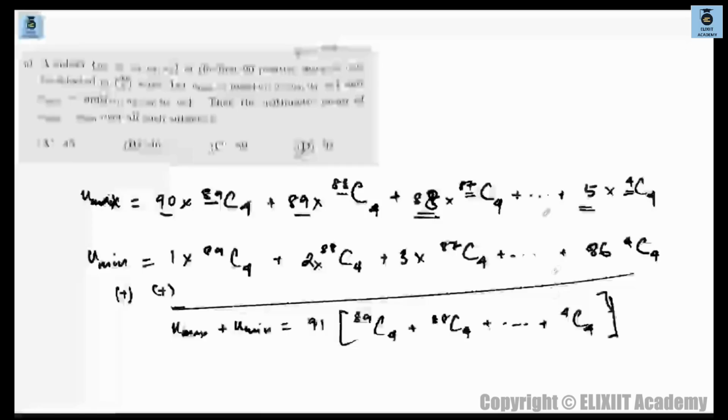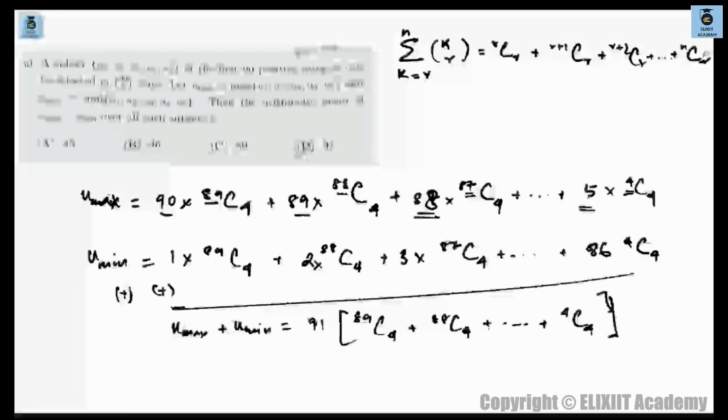There is something called the hockey stick identity, taught in binomial theorem. When you learn binomial series, summation K equal to R to N, KCR is basically RCR plus R plus 1 CR, plus R plus 2 CR and so on till NCR. Goes up till N.